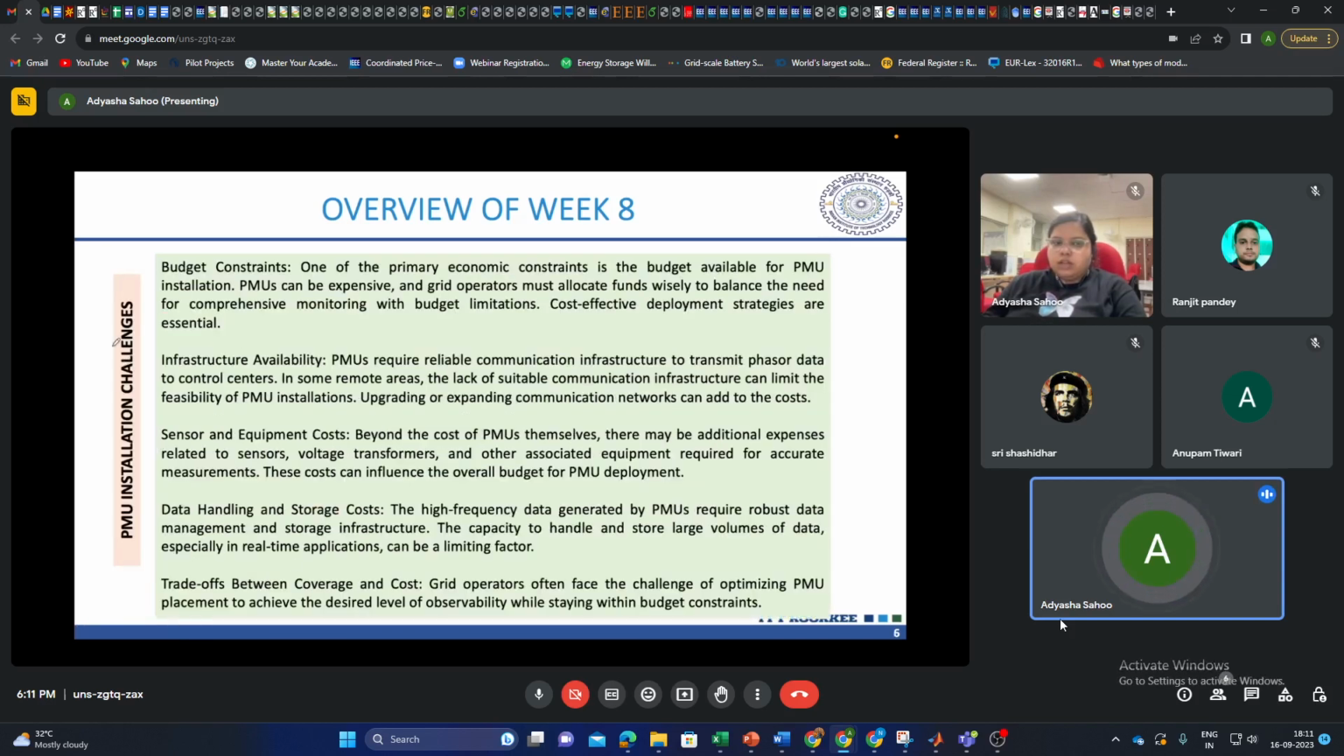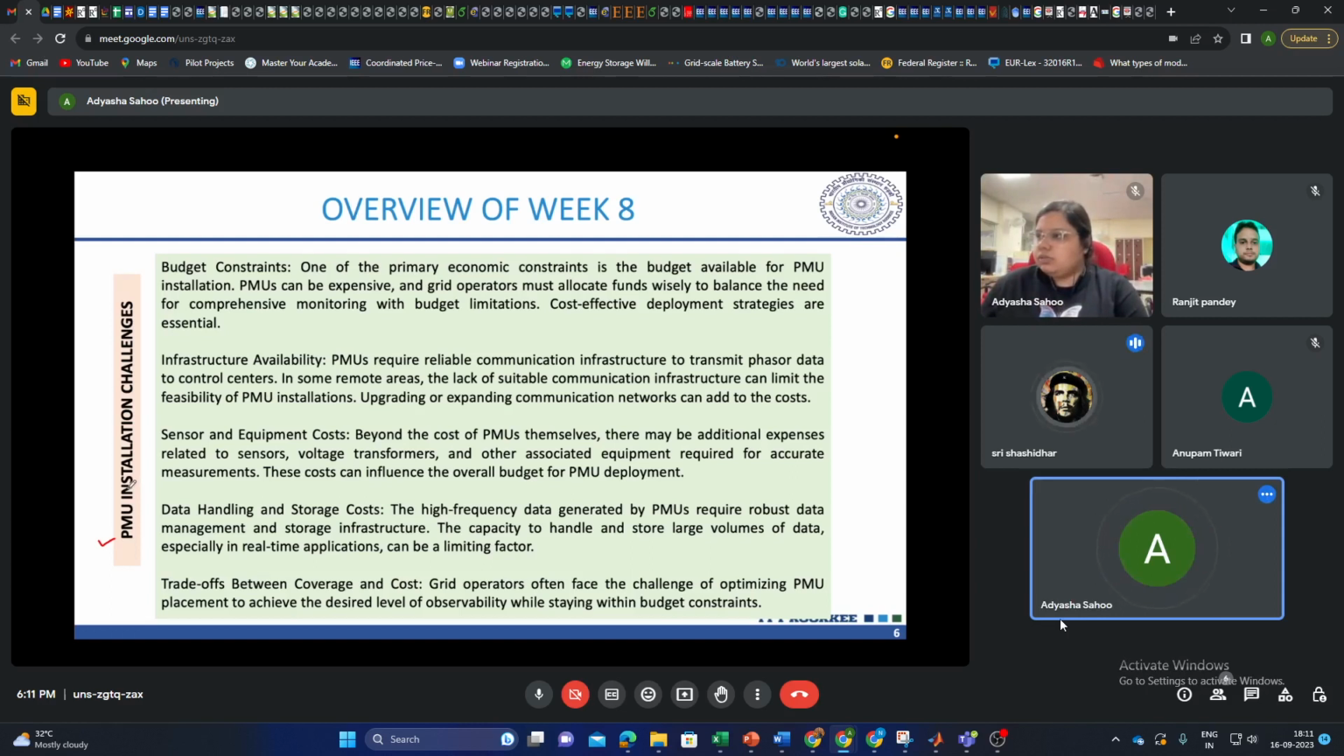So what are the challenges with PMU installation? Will anyone like to speak? What are the challenges that we are facing for installing these devices in the power system? Anyone? Like, why don't we have PMUs? We can't install them at every location in the grid.